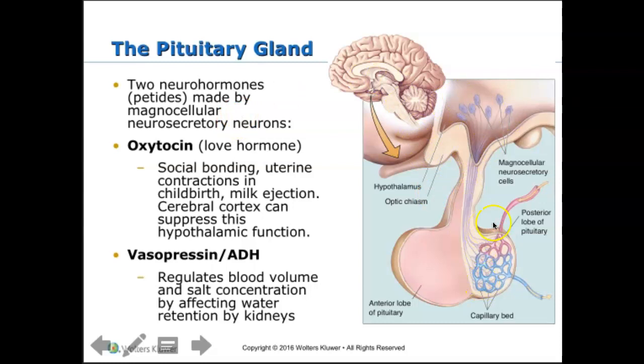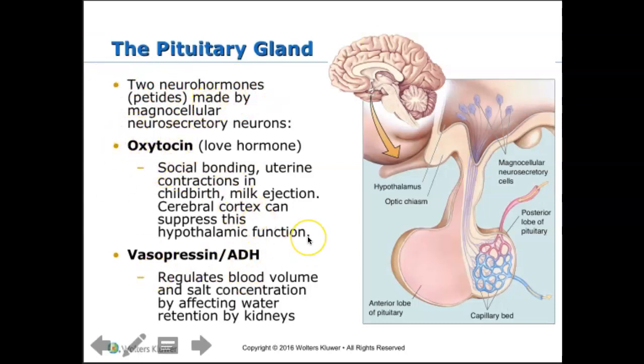directly produce hormones and release them into the capillary bed that delivers and removes blood from the posterior portion of the pituitary. And that delivery allows the neurons to secrete the hormones directly into the bloodstream. Direct secretion. So the posterior pituitary secretes hormones directly into the bloodstream, and the secretory cells are neurons themselves. Therefore, these hormones are called neurohormones. Neurohormones. They are peptides, and there are two of them.